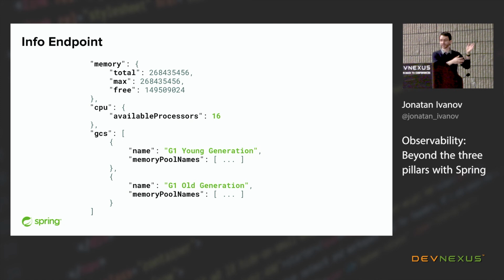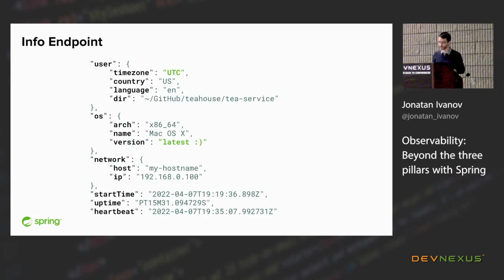Also, you can add details like the garbage collector that is used. That can be useful too. You can put there what is the time zone that the JVM is using, the operating system, which version. This detail, by the way, the operating system, is coming in Boot 2.7, so it will be the next release in a month.